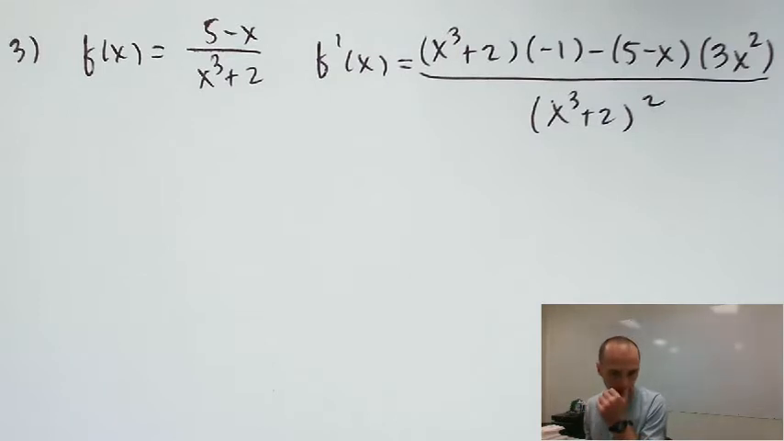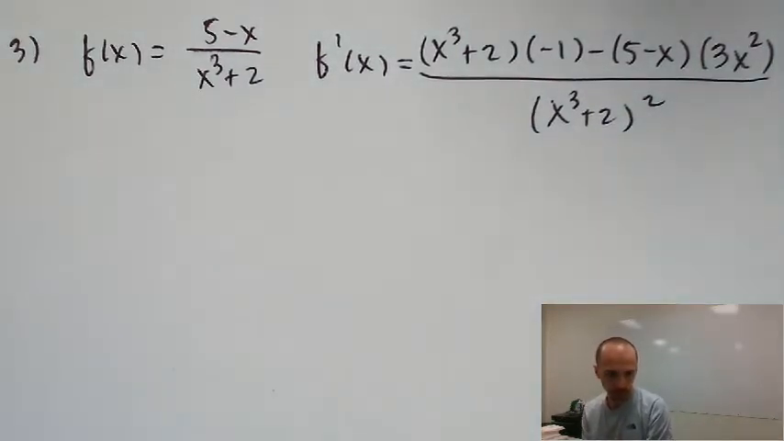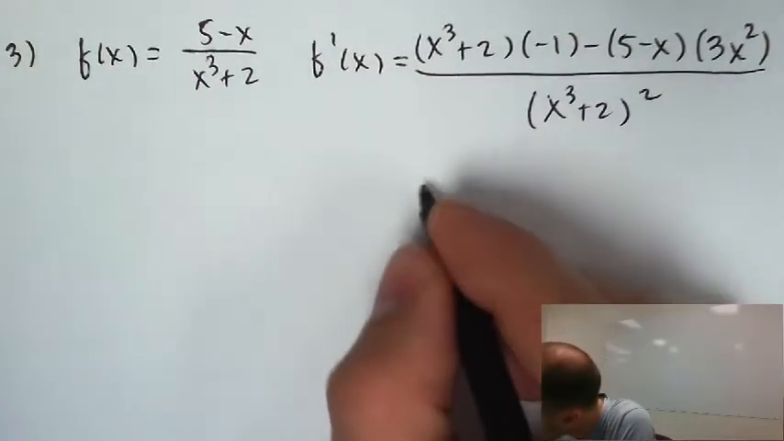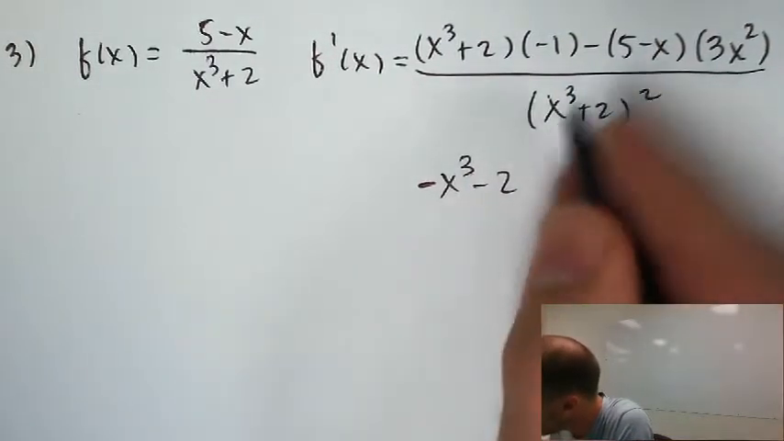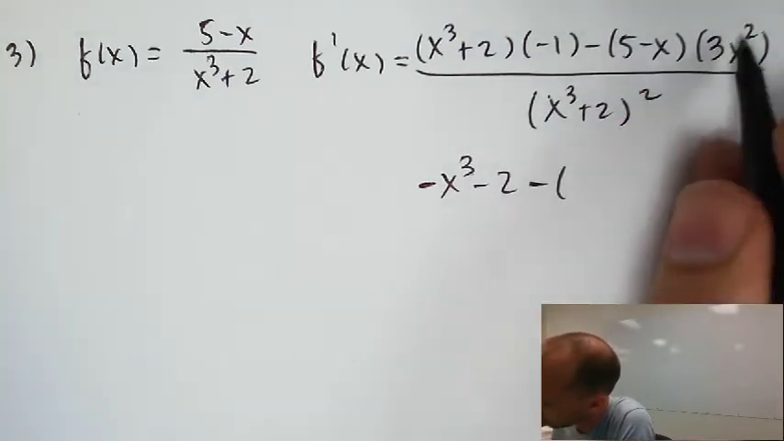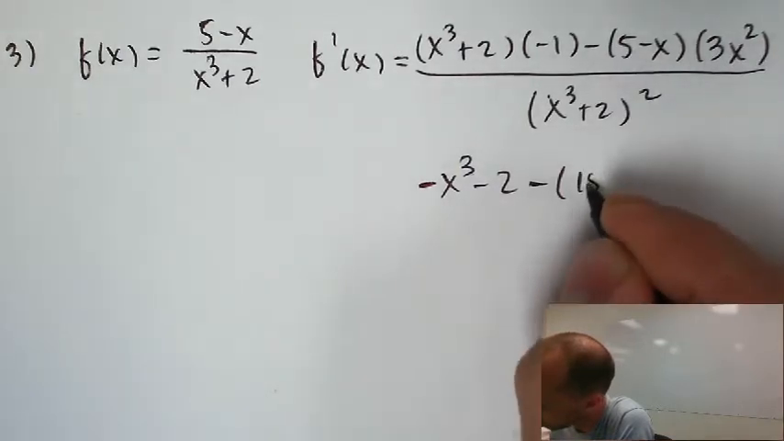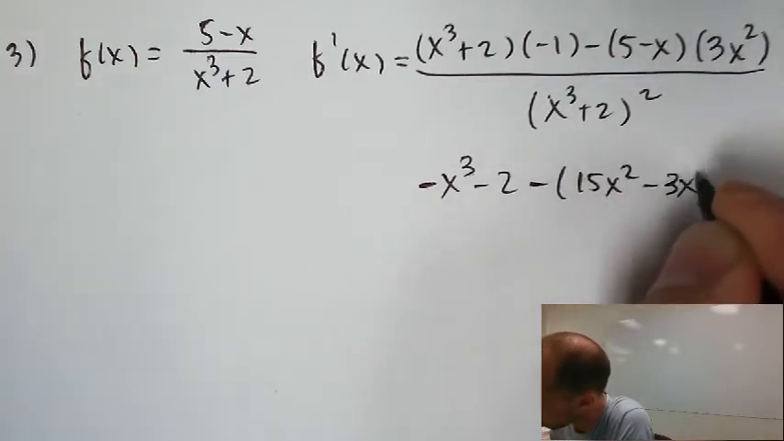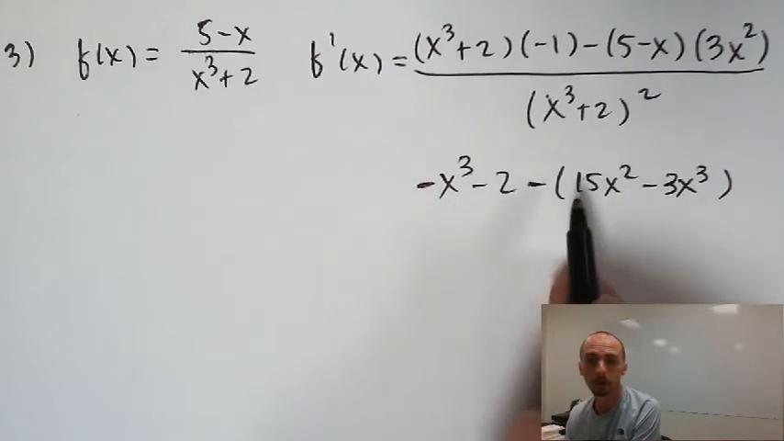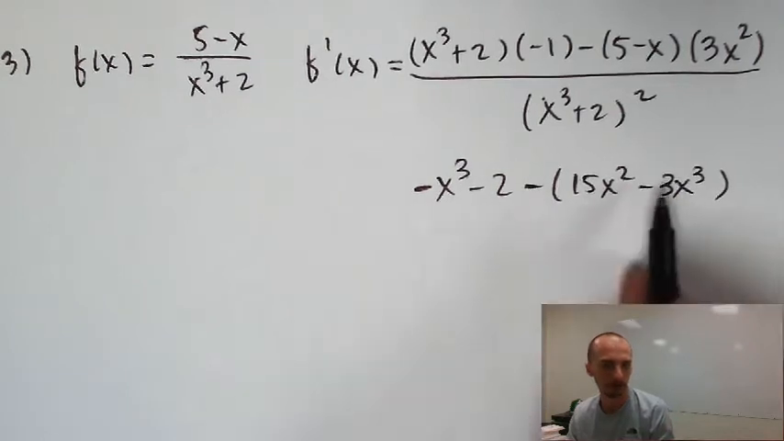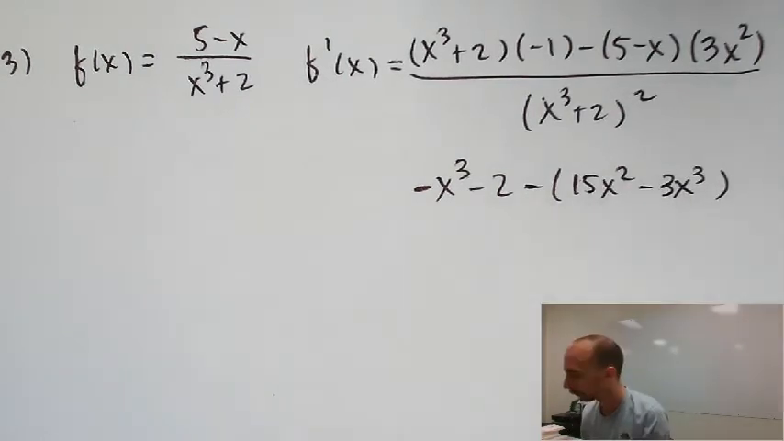Okay. It looks like I'm going to have to distribute this, and I just need to go all the way. I can't really do anything clever to eliminate answer choices, so I'm going to have a negative x to the 3 minus 2, and then I'm going to distribute this first and then subtract it, so I'll have 15x squared and negative 3x to the 3rd. So I've got negative 1x to the 3rd, and then I'm going to add 3x to the 3rd, so I'll have positive 2x to the 3rd. And that's answer choice C.